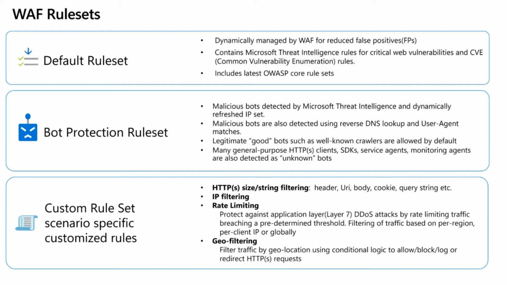Then we have the bot protection rule set. This rule set basically stops malicious bots using threat intelligence and advanced techniques like reverse DNS lookups and user agent analysis. This particular rule set categorizes and manages bots in three different categories: good bots, bad bots, and unknown bots. And finally, we have the custom rule set.